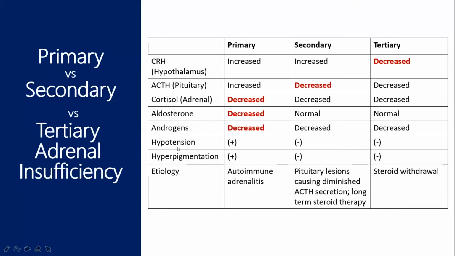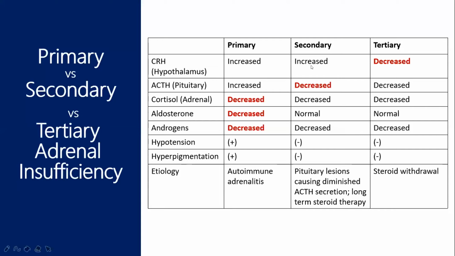Next, there would be hyperpigmentation also because of the effect of ACTH on the dermal melanocytes. So the ACTH acts on melanocortin 1 receptors to stimulate production of melanin by the dermal melanocytes.